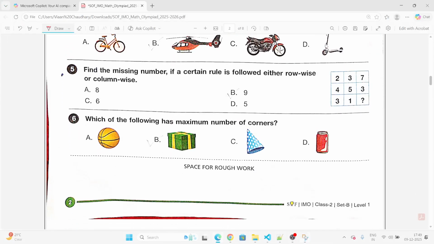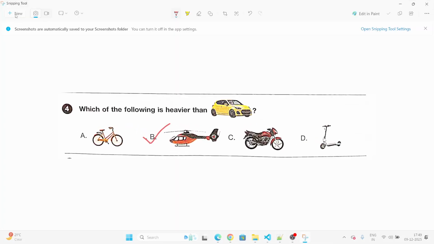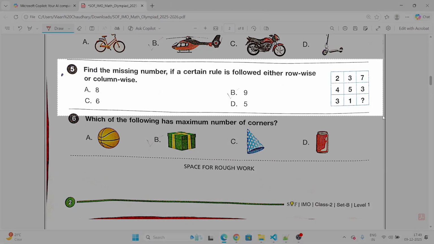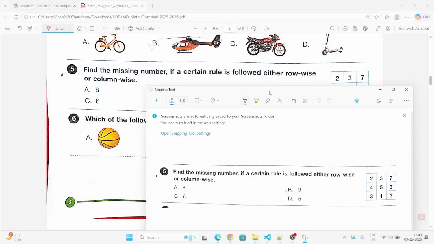Then we can catch question number 5. This is my favorite question.